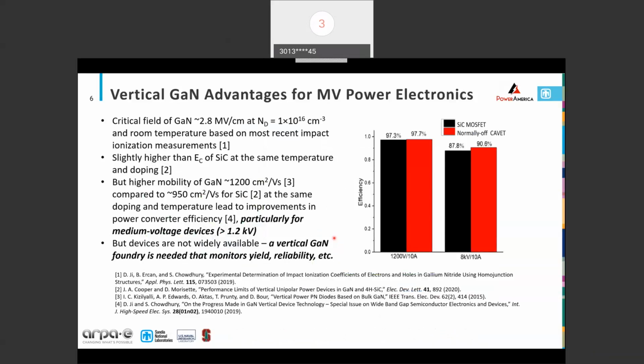But more broadly, we're interested in medium voltage power electronics, so the MV in this case stands for medium voltage. This slide gets to that a little bit. I mentioned the critical field earlier. I think there's still considerable debate in the community on exactly what that is for GaN, and of course, it's a function of doping and temperature. People have tried to estimate it from devices, but recently there have been a few measurements of impact ionization coefficients. The one I've referenced there is from Trabante's group. If you translate that to critical field under those conditions, you get about 2.8 megavolts per centimeter, which I think may be a bit higher than silicon carbide.